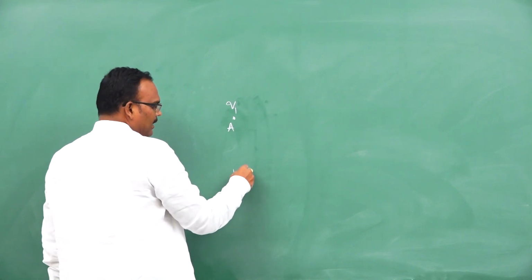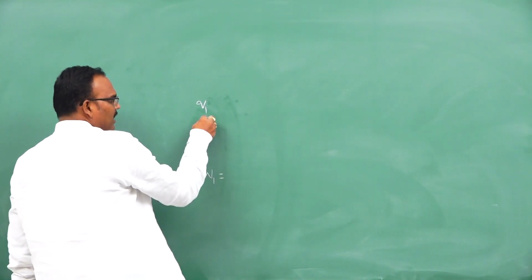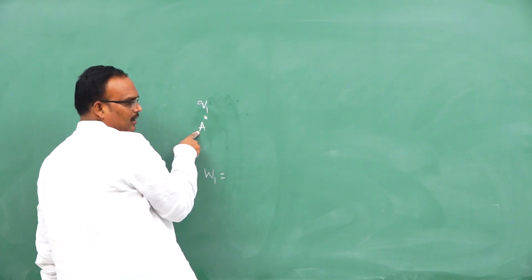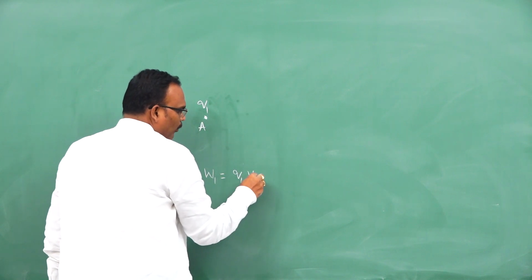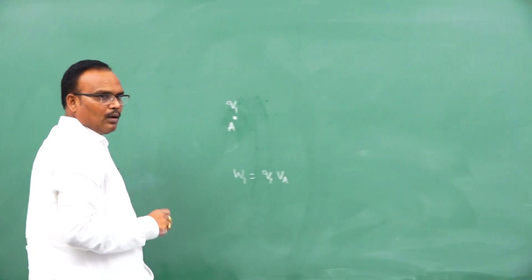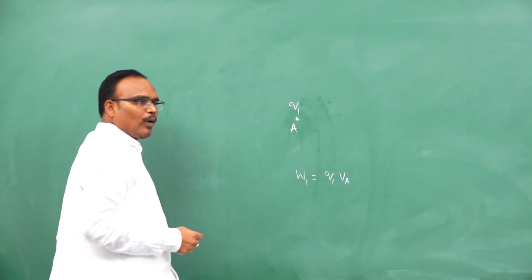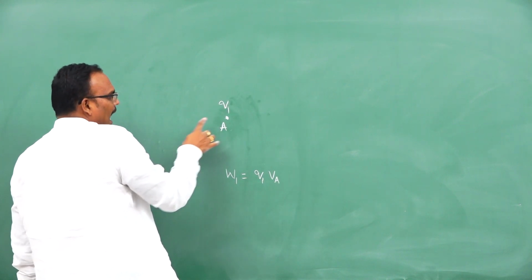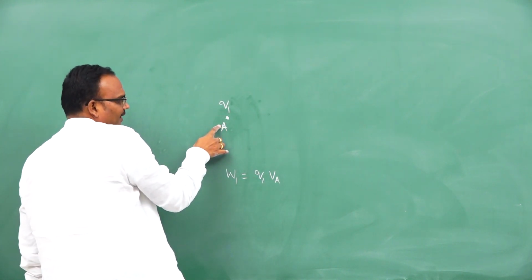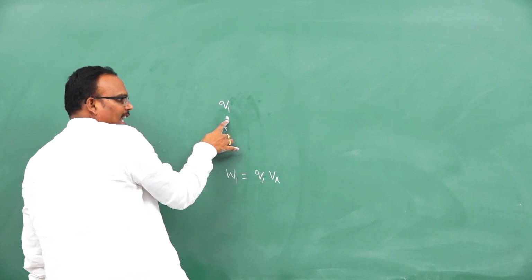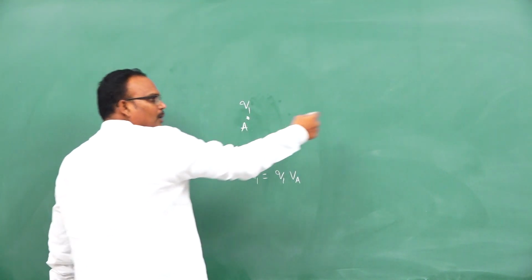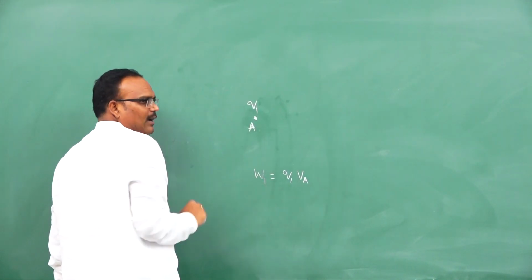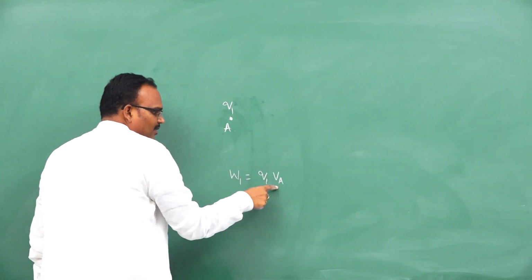That work W1 is equal to, at this particular point, the potential I can take as VA. So the work done is Q1 into VA. I am doing work to bring charge Q1 from infinity to this point, because an electric field already exists here. At this point the potential I have taken as VA. Here the potential I can calculate simply by definition: if you bring a unit positive charge from infinity to this point, the work done is called the potential at that point. That potential I will say is VA.